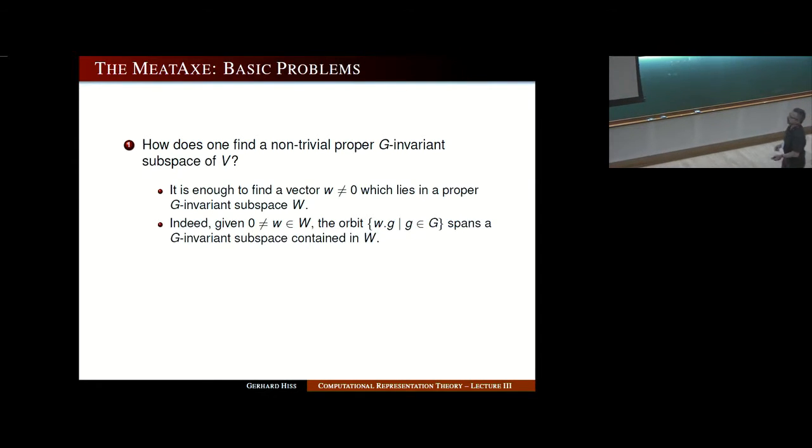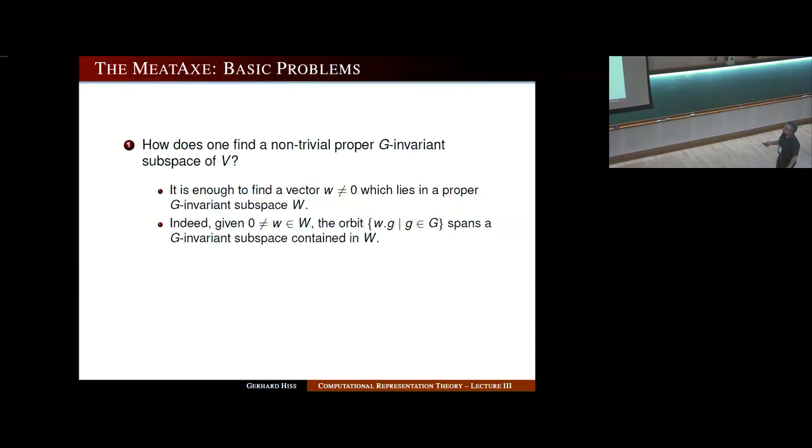Indeed, this is written for groups, but you can as well think of algebras. If this lies in an invariant subspace, all these vectors will also lie in the same subspace, and then their linear span will also be in this subspace. In fact, it might be even smaller than this subspace, but at least this linear span of these elements is invariant. Just find one vector.